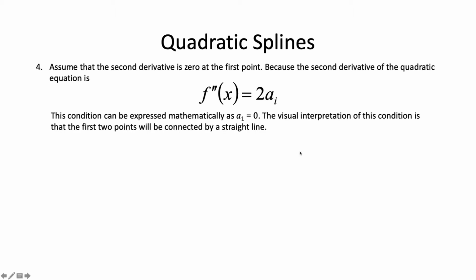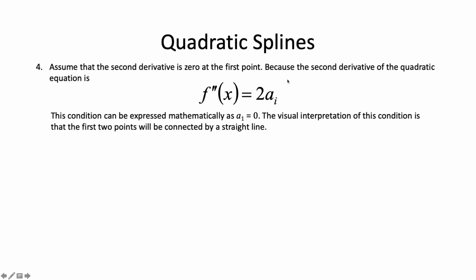The final condition we get from this assumption: the second derivative is 0 at the first point. Because the second derivative of the quadratic equation is f double prime x equals 2a sub i, this condition can be expressed mathematically as a sub 1 equals 0. The visual interpretation of this condition is that the first 2 points will be connected by a straight line.